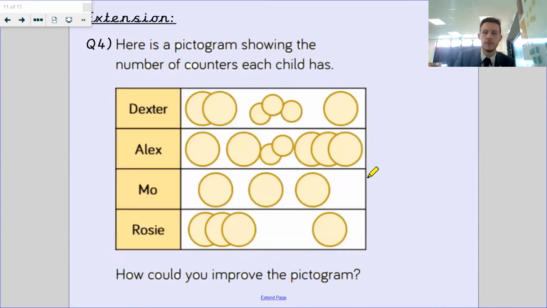The extension. Here's a pictogram showing the number of counters each child has. How could you improve this pictogram? Have a look carefully. Is this a good pictogram or a not so good pictogram? How could you improve this?